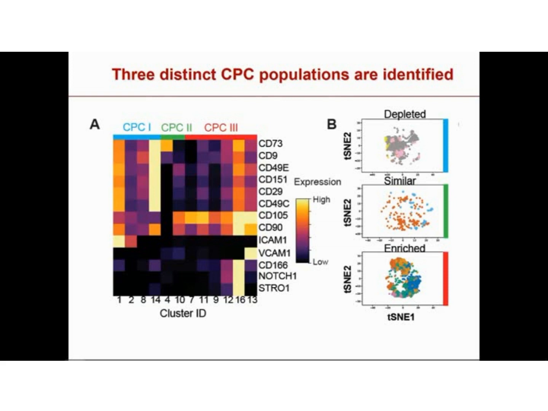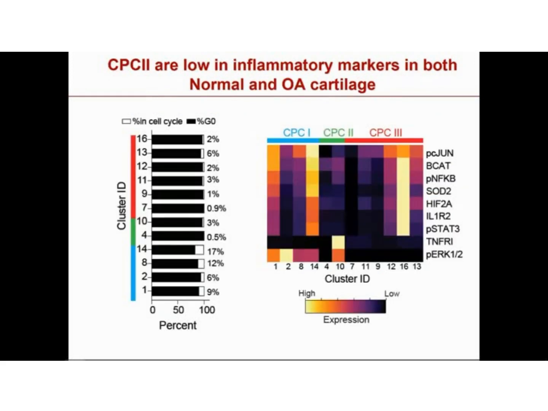And when we look at the cell cycle characteristics of these CPCs, it is interesting that most of the CPCs which are depleted in OA are actually the ones which seem to be more in the cell cycle. So of course, these are chondrocytes, so they don't divide very fast, and that is sort of reflected here as well. But we can see that the CPCs which are present only in the normal cartilage actually seem to be more proliferative than others.